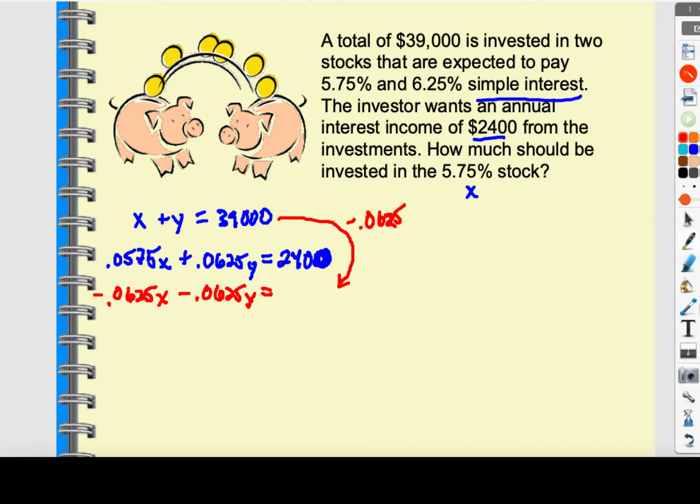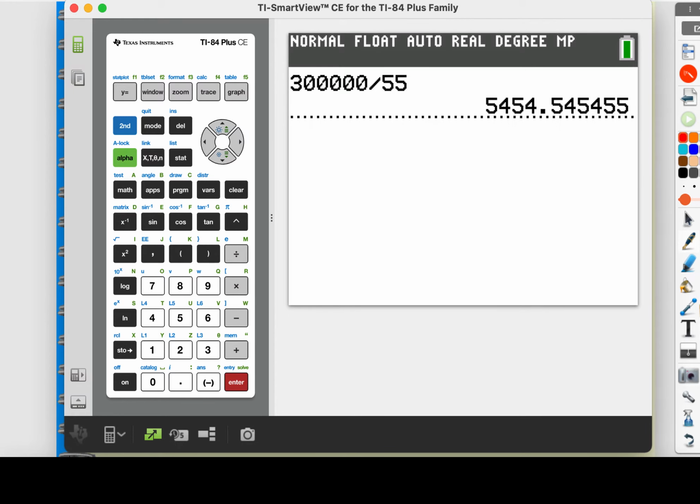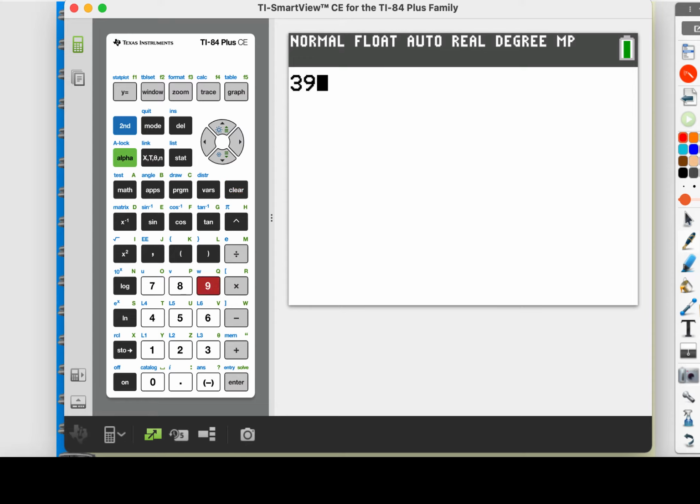So 39,000 times 0.0625. Well, I'm going to need my calculator for that. So 39,000 times 0.0625. And we get 2437.5.